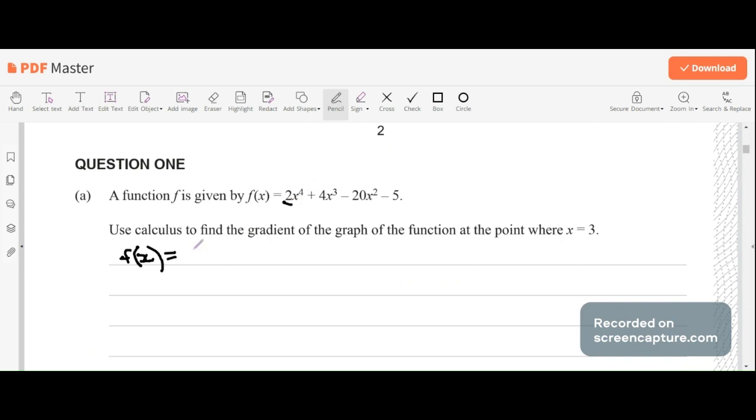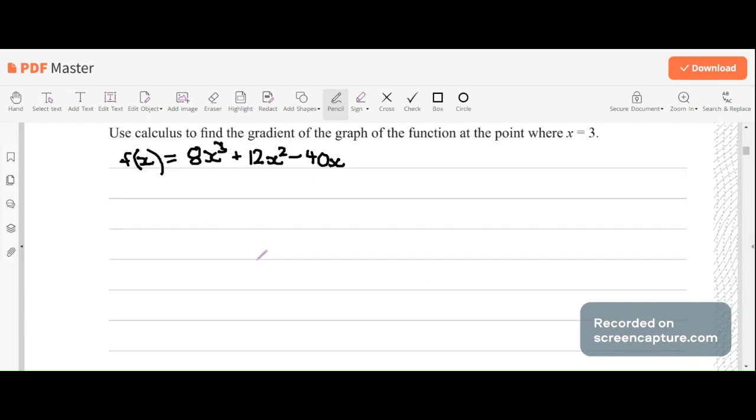So we're going to go 8x to the power of 3, this is so hard to draw with, plus 12x squared minus 40x, and then that's it, because we know our 5 is just going to become 0.